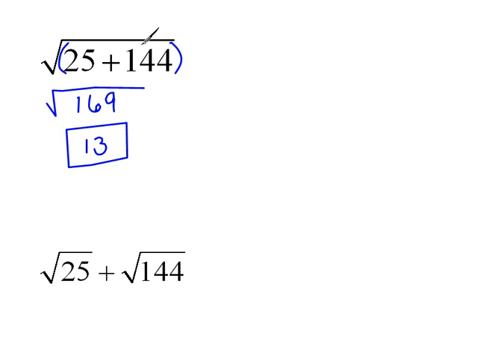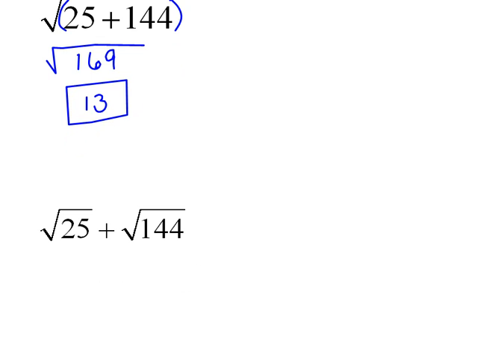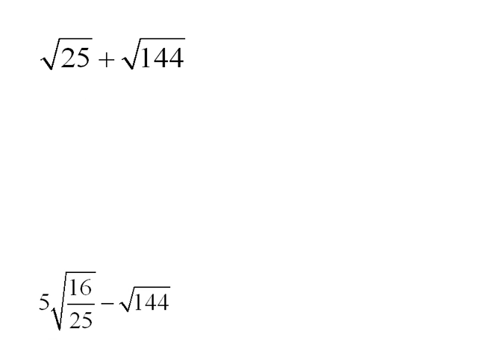Now, you might think that this problem and this problem are the exact same thing, but they are not. So let's look at this one. This one says we're to take the square root of 25 and then add that to the square root of 144. So we need to do these individually because they have individual square roots. So the square root of 25 is 5, and the square root of 144 is 12. When we add those together, we get 17.